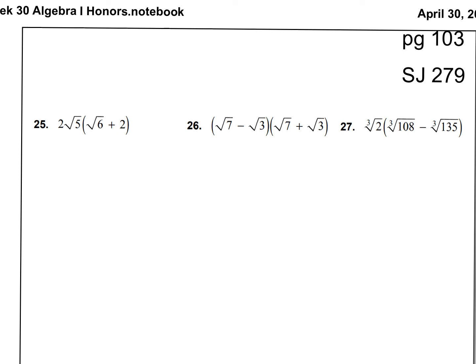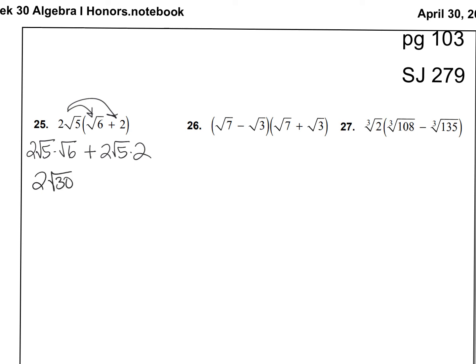Okay, next I'm going to multiply. For the first one, number 25, I'm going to distribute. I'm going to distribute 2 times the square root of 5 times the square root of 6. And then I'm going to put a plus sign, plus 2 times the square root of 5 times 2. Then none of those radicals can simplify, so I'm going to multiply what I can multiply. There's no number outside of the radical here, so I'm going to leave the 2 outside. And then I can multiply 5 and 6 because they're both under a square root.